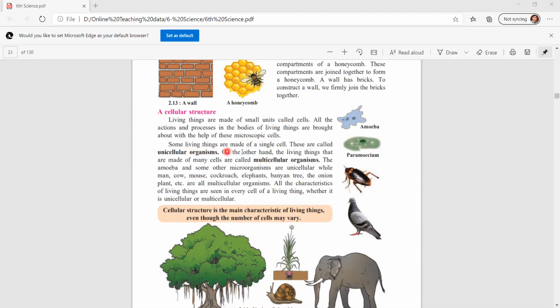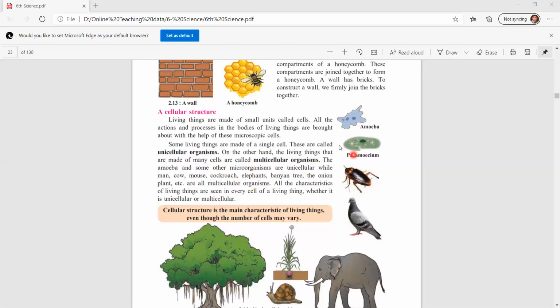Some living things are made up of a single cell. These are called unicellular organisms. What is a unicellular organism? The organism which is made by a single cell is called a unicellular organism. On the other hand, the living things that are made of many cells, that is more than two cells, are called multicellular organisms. The amoeba and some other microorganisms are unicellular.